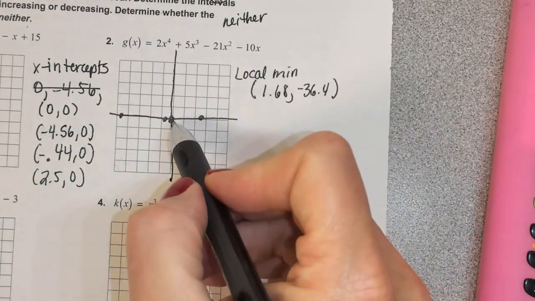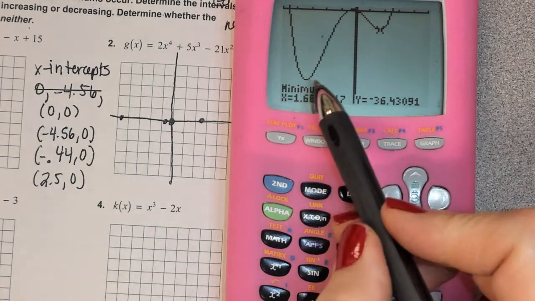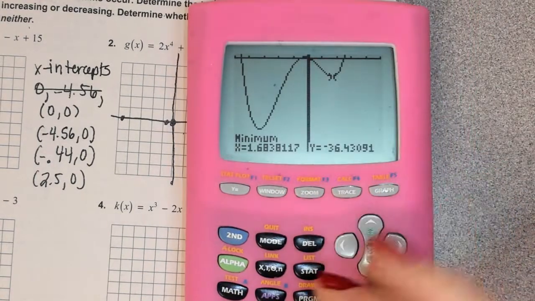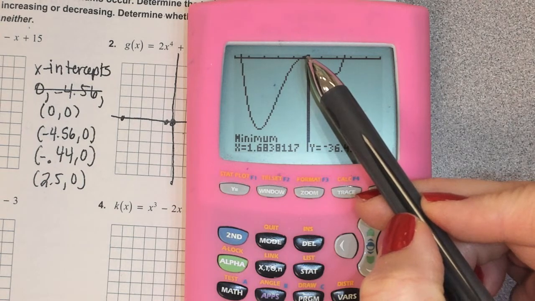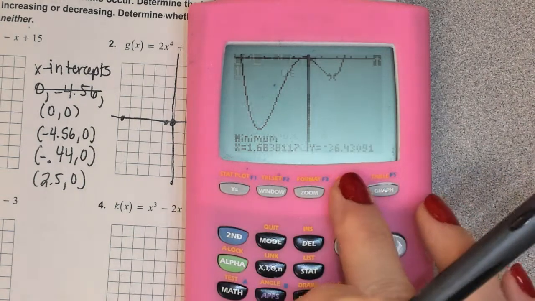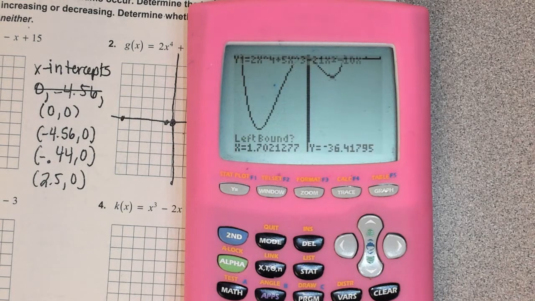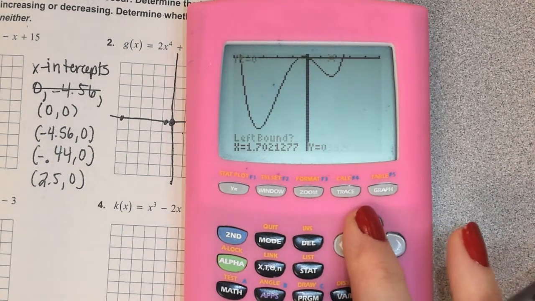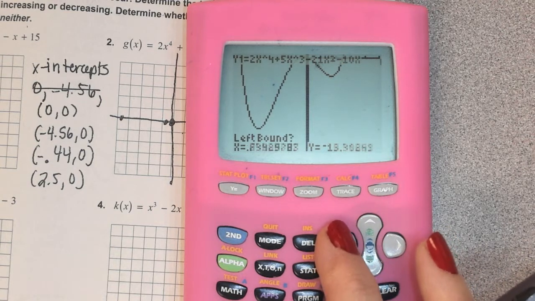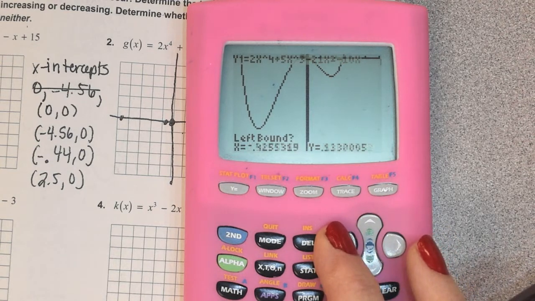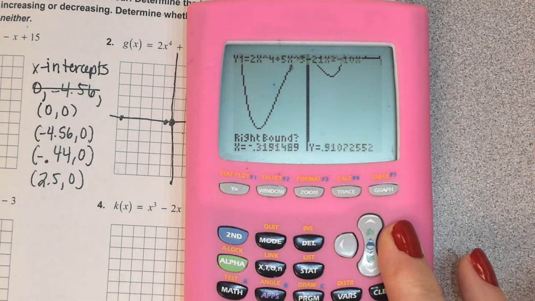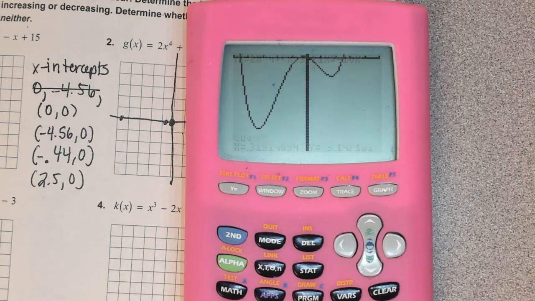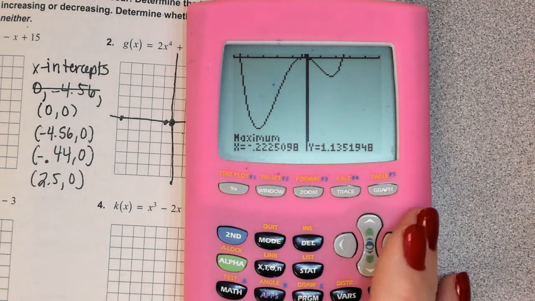Okay, so now I'm going to plot that. Well, I'm going to wait because this one may be really low. Okay, now we've got a maximum. Do you guys understand why we have a maximum right there? Okay, so we got to find that. So second trace, find that maximum, go to number 4. Got to go to the left side of it. That's far enough. Enter, go to the right side of it, enter, enter one more time, and there we go.